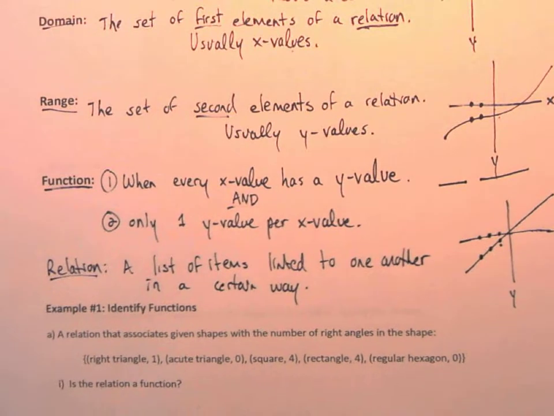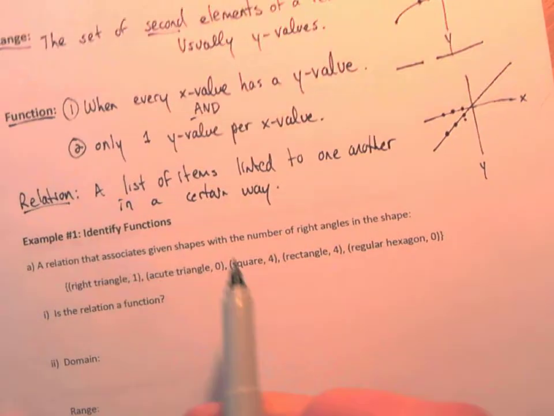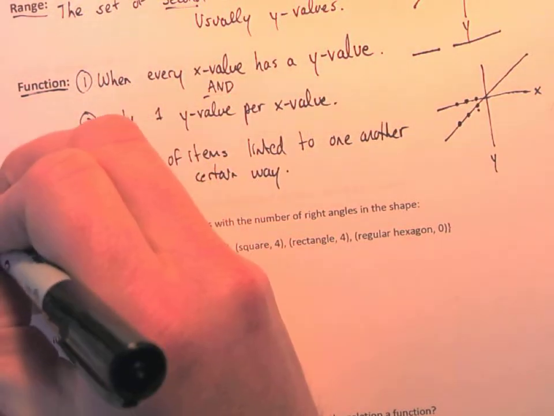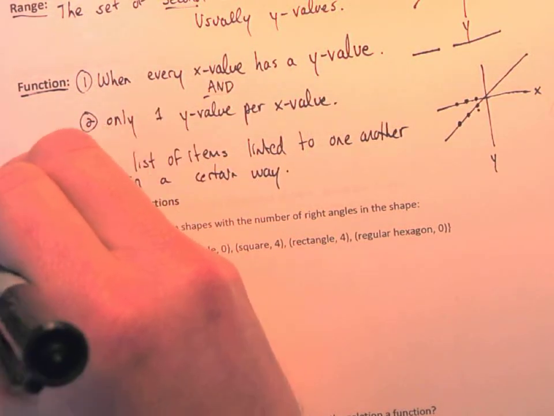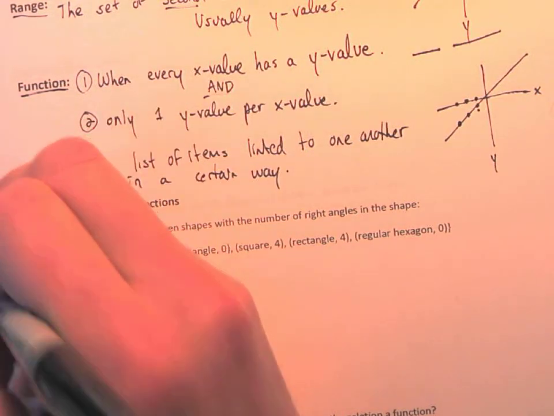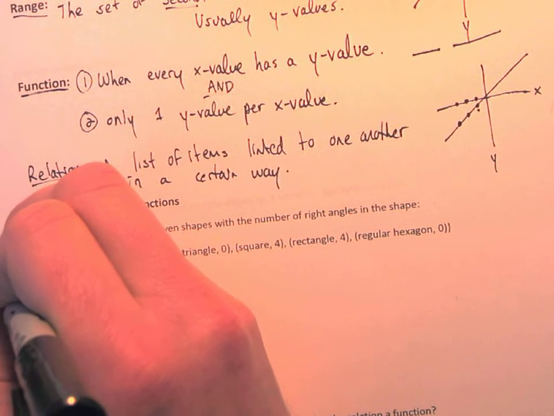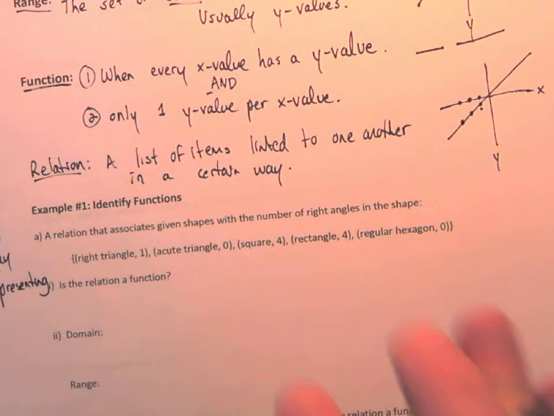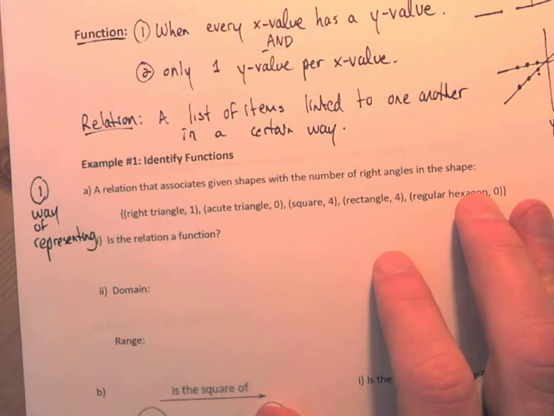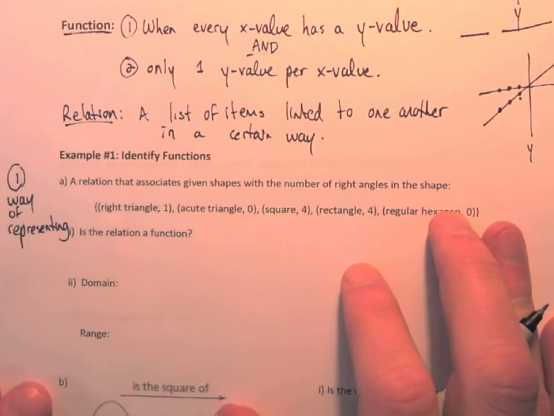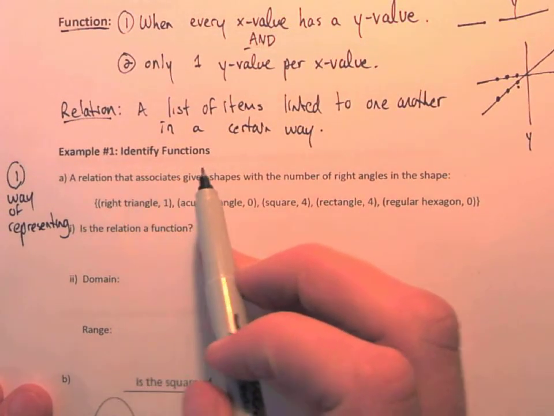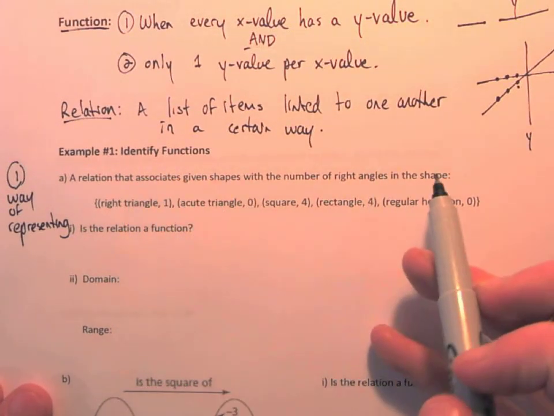Alright, so let's identify some functions. Here I'm going to put one way of representing functions. We'll see that there are 4 different ways of representing functions. This is just one way of representing, and this one's a bit strange to see at first. A relation that associates given shapes with the number of right angles in the shape.